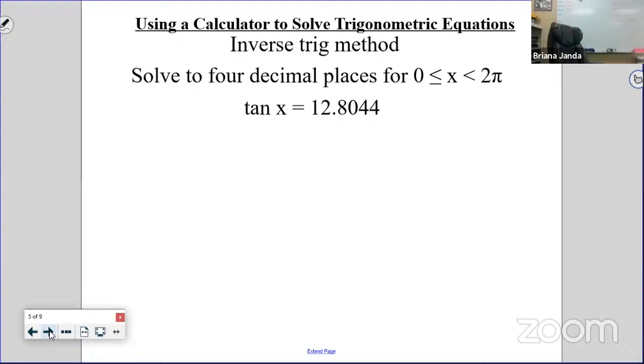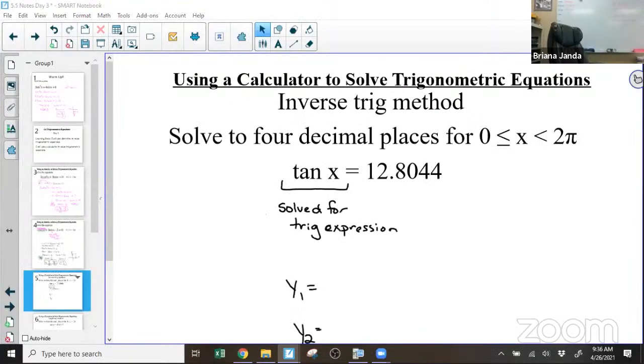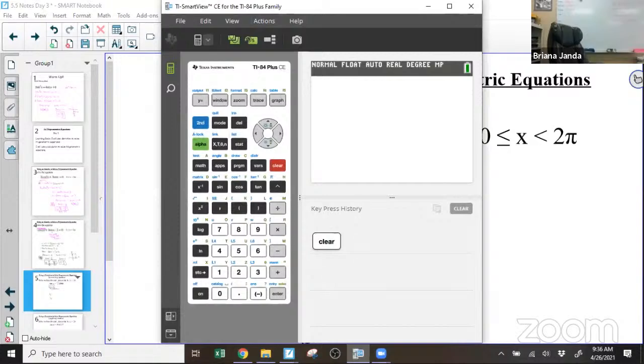One of the things that you will need to do is have your trig equation solved for. So make sure that you are solved for your trig equation or trig expression. So had I had like a +3 or a ×2 in front of it, I would get it by itself first. And then what we're going to do is type these into y1 and y2. So one side of your equation and then the other side of your equation. And I will show you on my calculator here. Let's see if I can pull this off to the side.